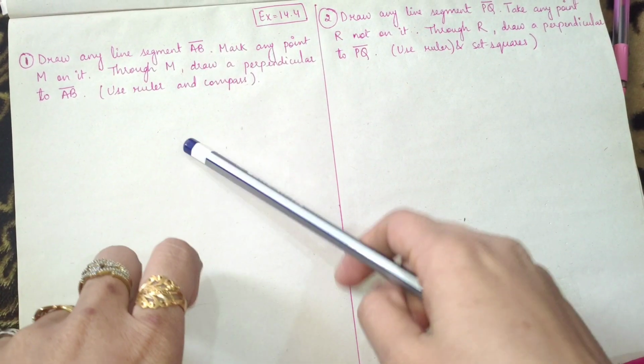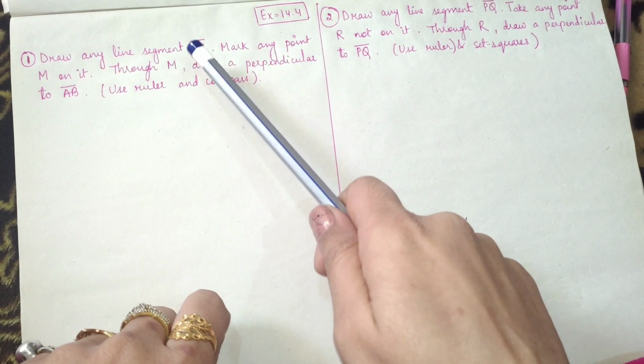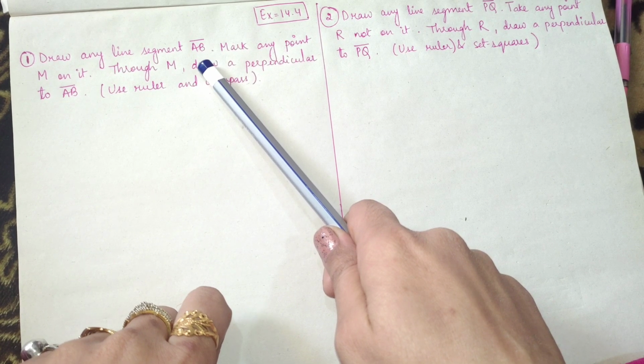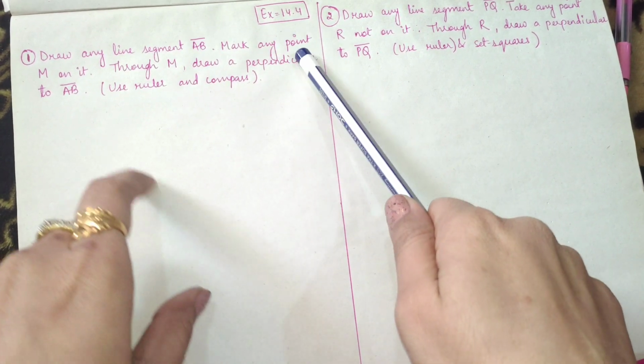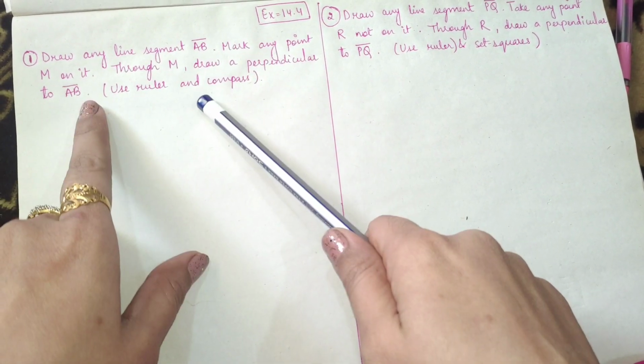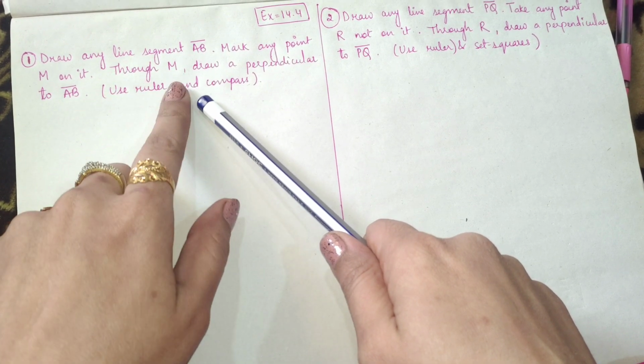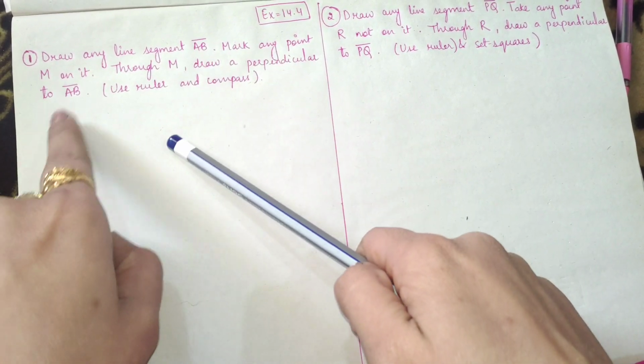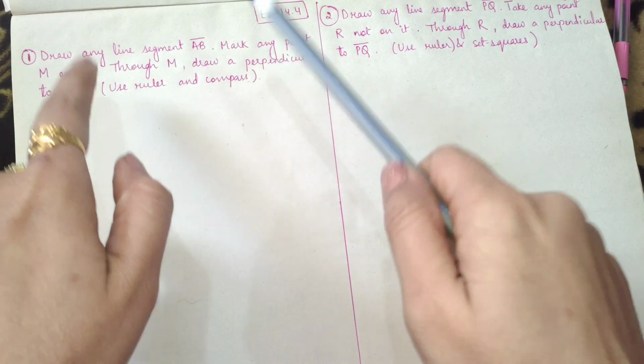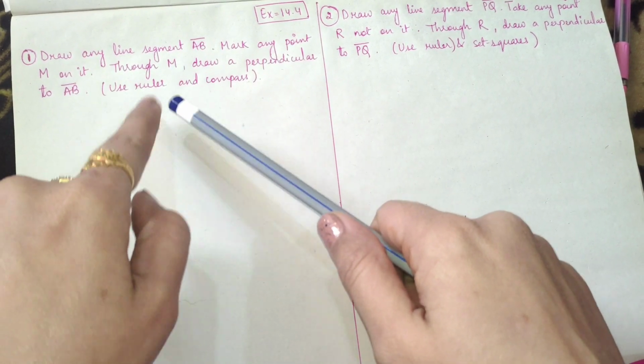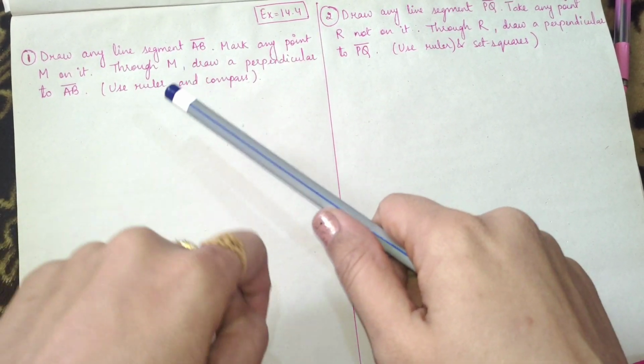Question 1 says, draw any line segment AB and then mark any point M on it, and through M draw a perpendicular to AB. The condition given is that you need to use a ruler and a compass.